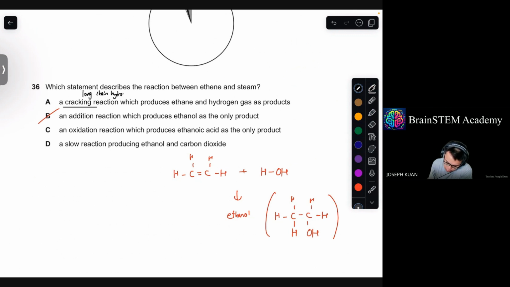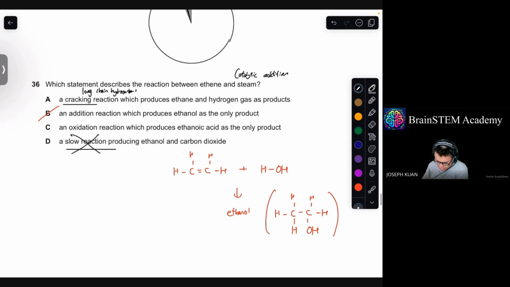And then it's not exactly an oxidation process. And this is not a slow reaction because it's a catalytic addition. Essentially, we're using catalysts to help increase the rate of reaction.